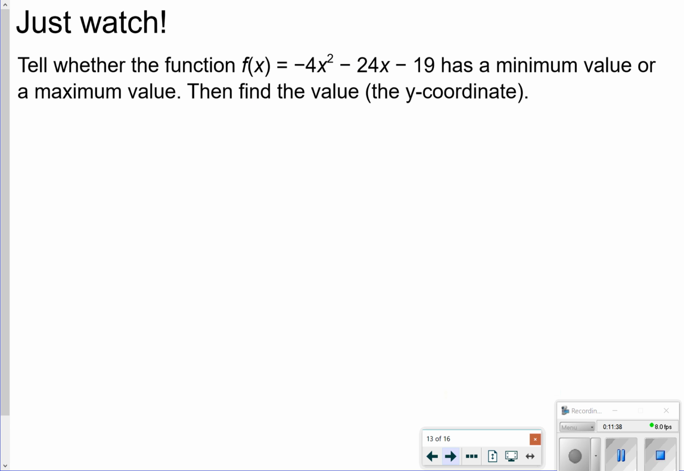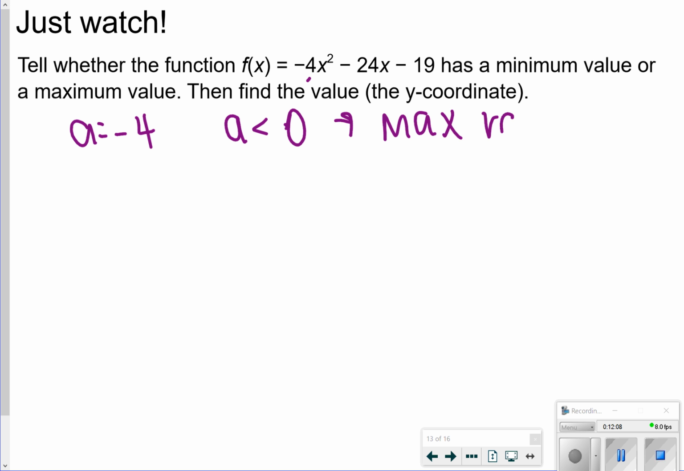So this question says, tell whether the function f of x is equal to negative 4x squared minus 24x minus 19 has a minimum value or maximum value, and then find the value, or the y coordinate. So we're still going to do that negative b over 2a to find the y coordinate. For this one, we notice that a is equal to negative 4. Since a is equal to negative 4, that means a is less than 0, which means it would have a maximum value. So let's go ahead and try to find that maximum value.